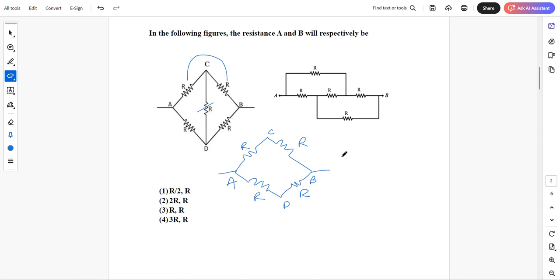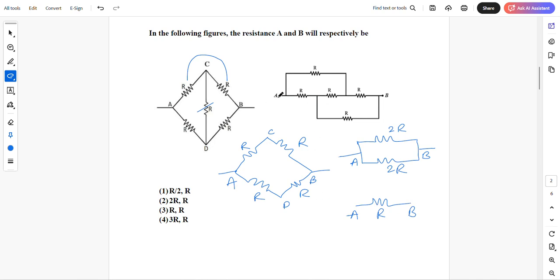Therefore the resistance between A and B will be like this. It will be A and the right column. This is A, already given. R plus R is 2R and this is 2R. 2R in parallel with 2R, the value will be R only. This is between A and B. The resistance between A and B is R.